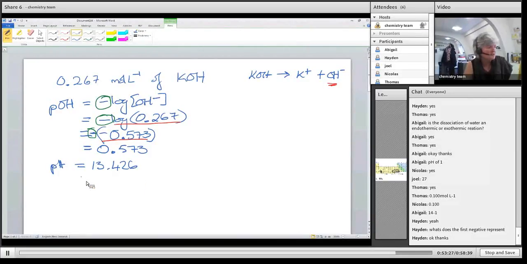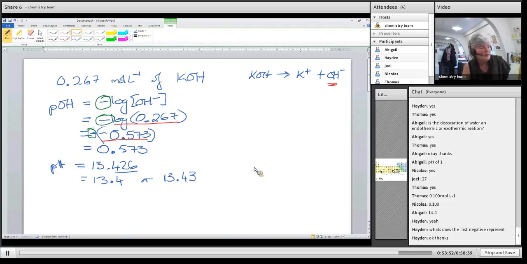Okay. Right, now you're not going to get full marks, even though strictly speaking that actually is correct. It's 3 significant figures. I found in the past examiners do not like that. So rather round it off to either 13.4 or 13.43. Okay. So any questions about calculating pH?